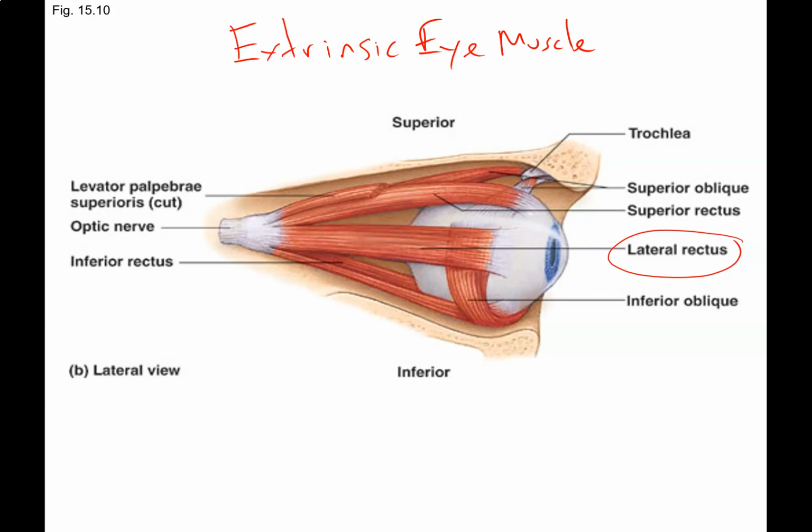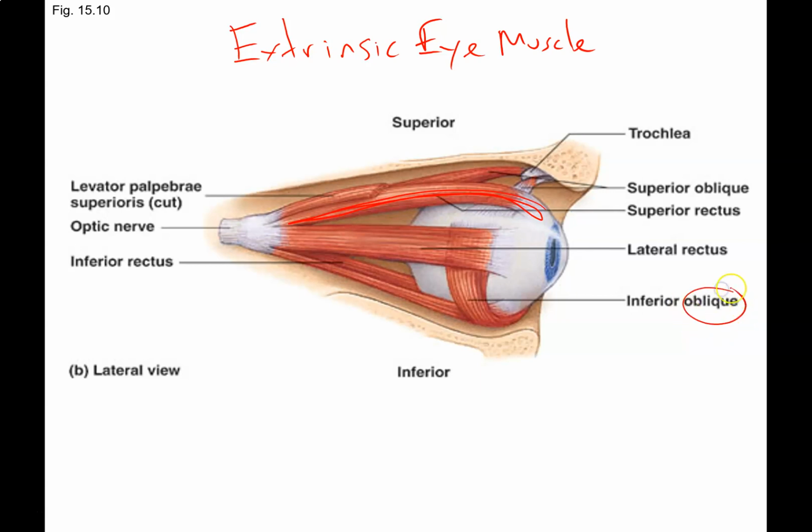Right? There is a superior rectus. So here's the superior rectus. The superior rectus, when it contracts, it moves your eyeball in an upward direction. Right? There's also a medial rectus. It's not visible in this image, but it lies adjacent to the or on the same side of the orbit of the eye as the nose.